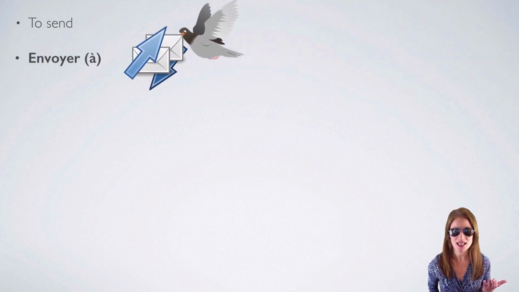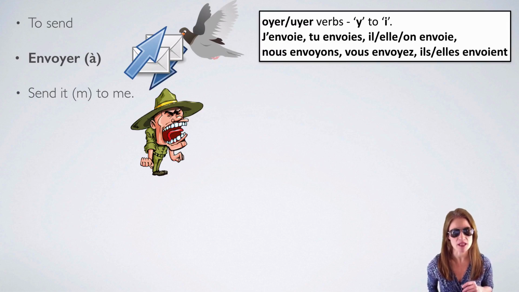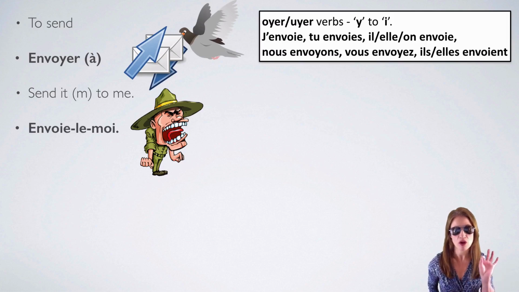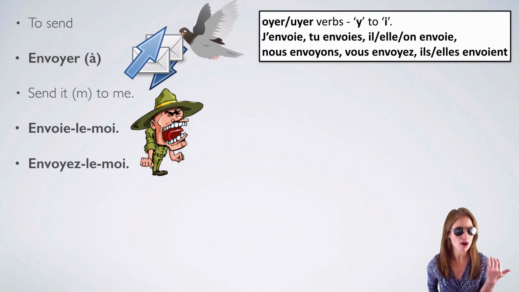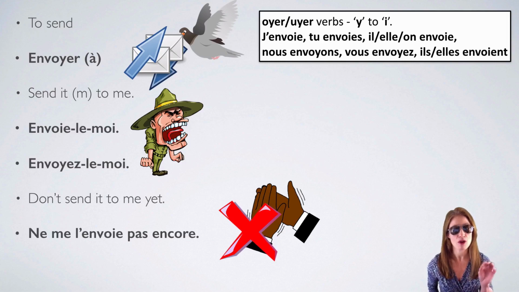To send, envoyer à. This is one of our oyer verbs. So with verbs that end in O-Y-E-R or U-Y-E-R, the Y becomes I in all the conjugations except for nous and vous, which go back to the spelling of the infinitive because they're too square to change. Send it to me. Your it is masculine. So if you're addressing tu, it would be envoie-le-moi. And vous would be envoyez-le-moi. Don't send it to me yet. Okay, not yet. Pas encore. Ne me l'envoie pas encore. Oh, the vous, ne me l'envoyez pas encore.